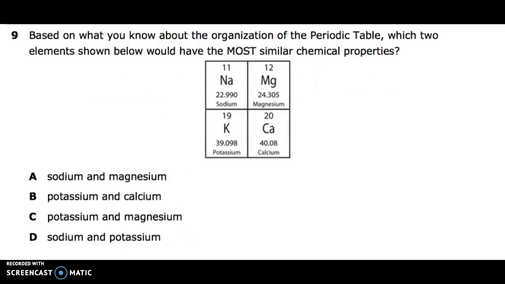Number 9. Based on what you know about the organization of the periodic table, which two elements shown below would have the most similar chemical properties? A. Sodium and magnesium, B. Potassium and calcium, C. Potassium and magnesium, and D. Sodium and potassium.